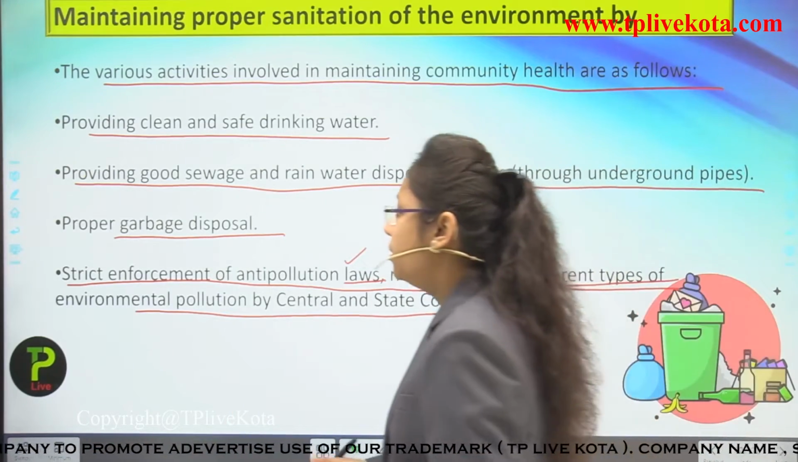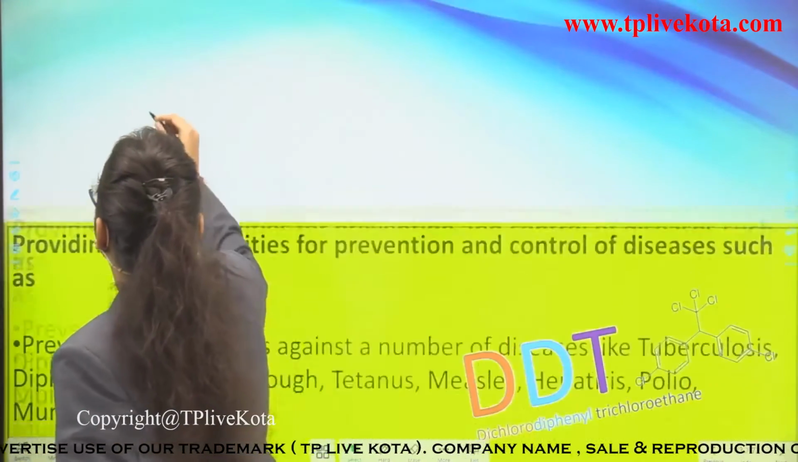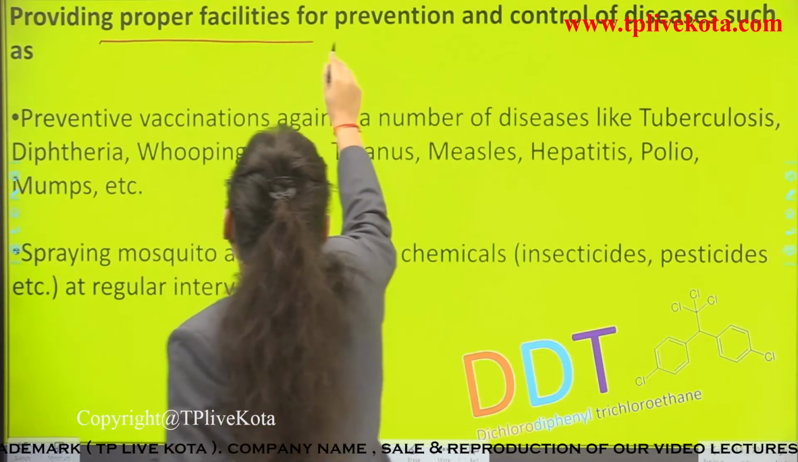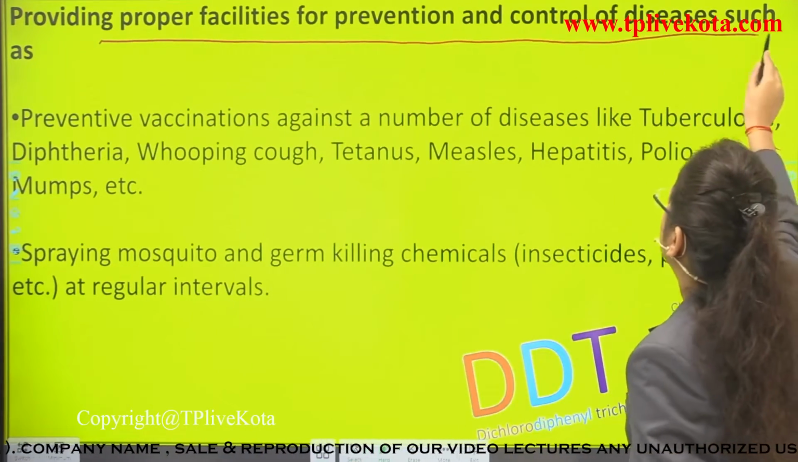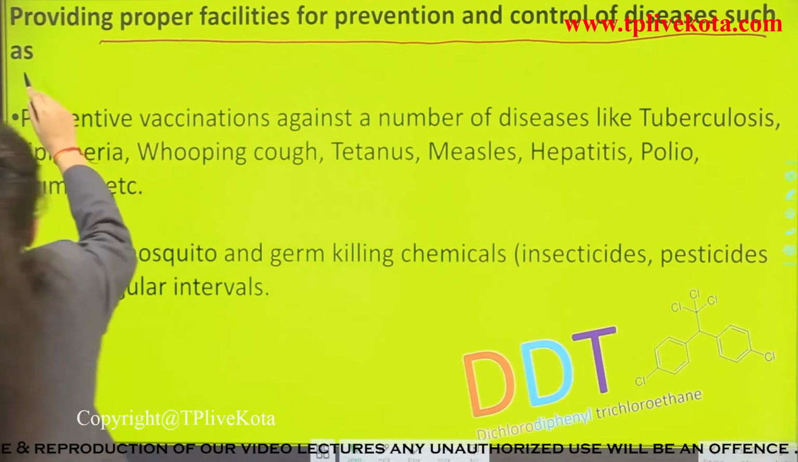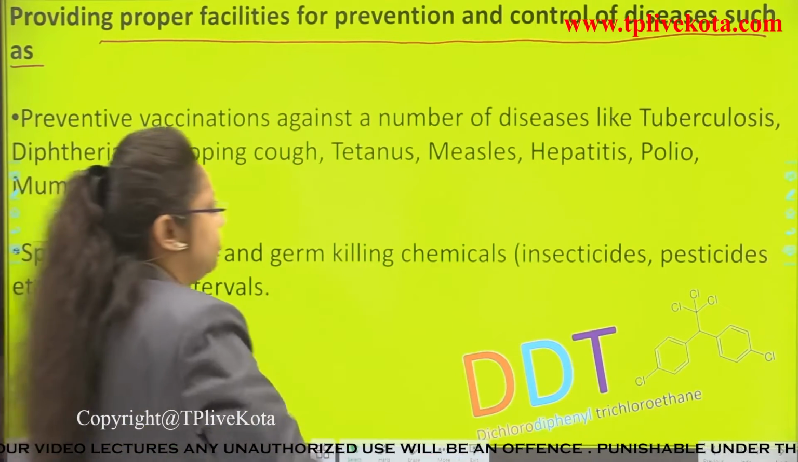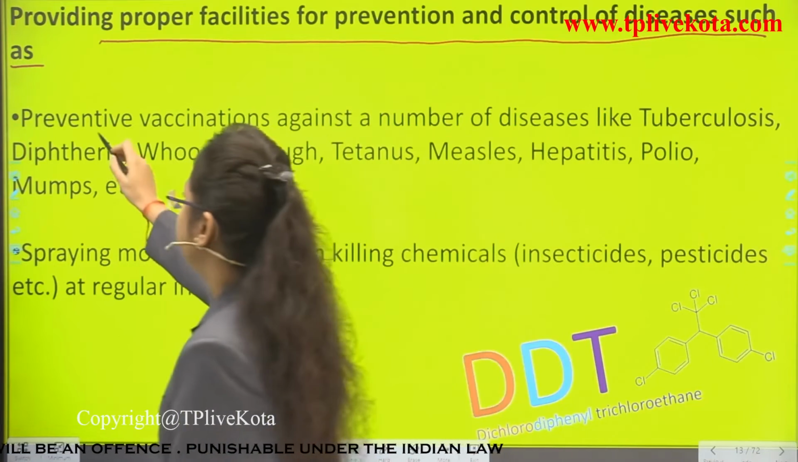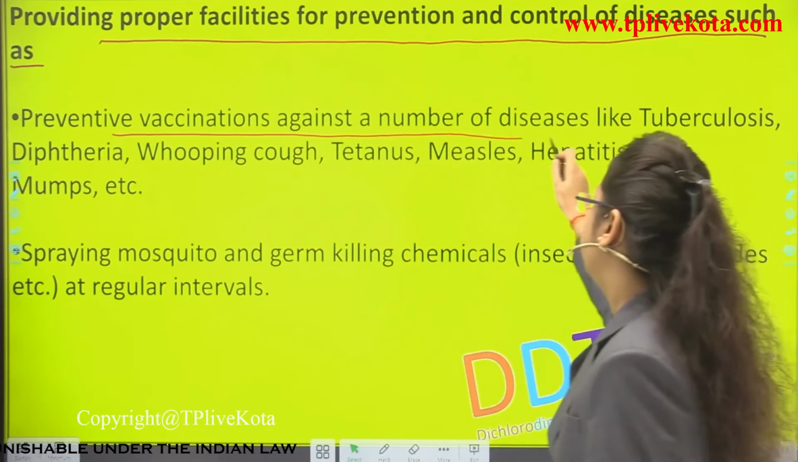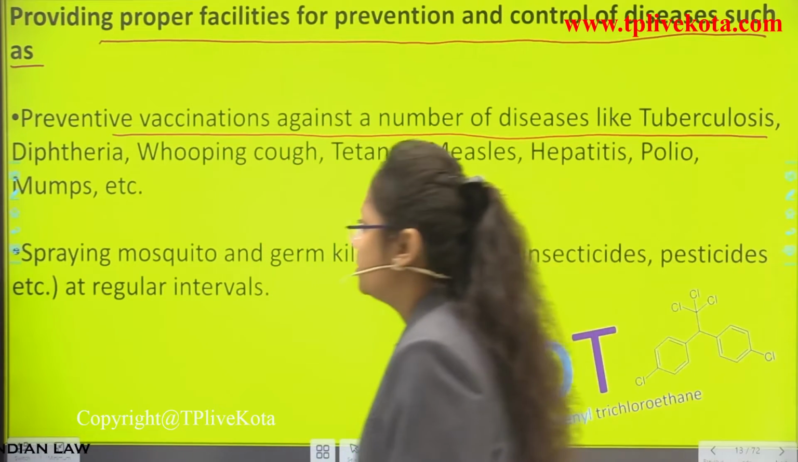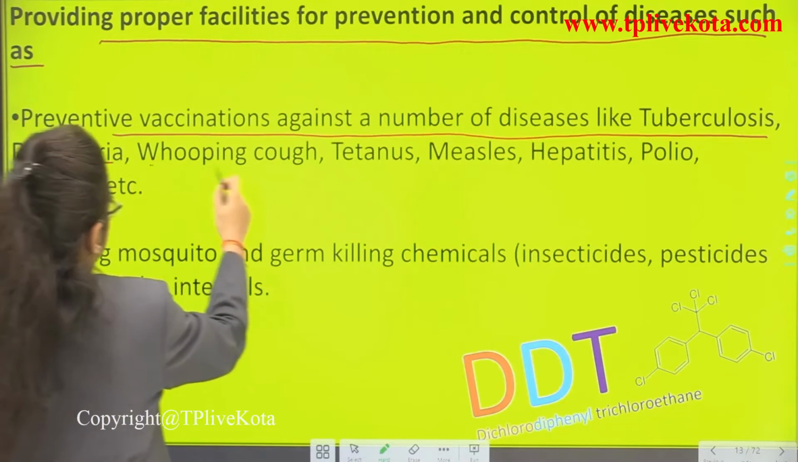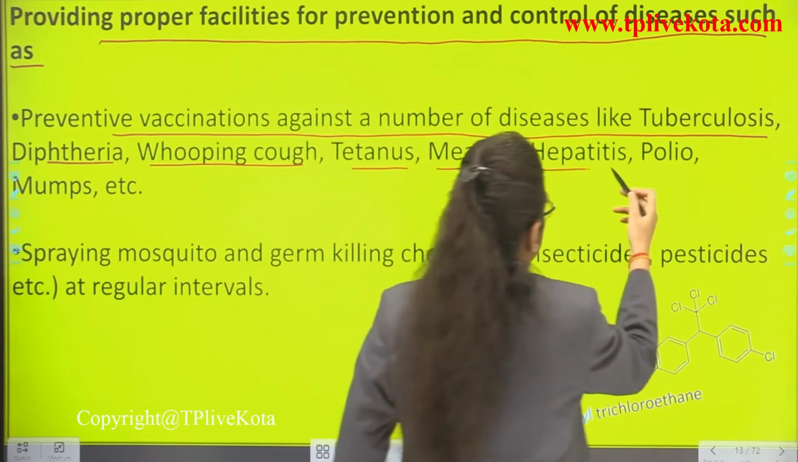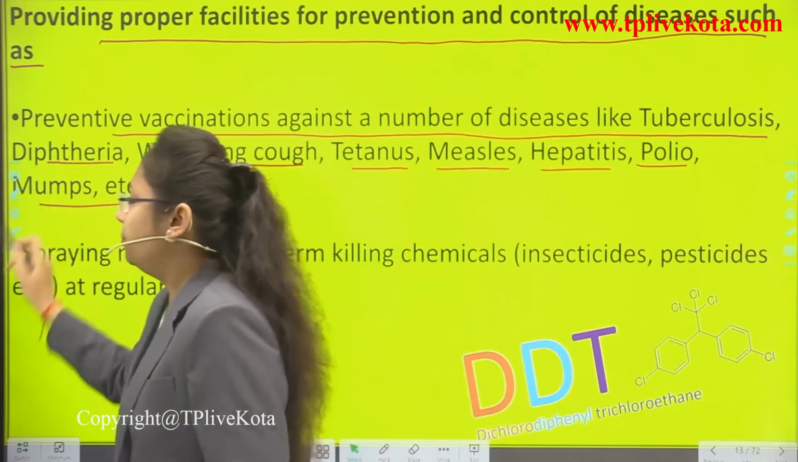Okay students, now providing proper facilities for the prevention and control of diseases. How can proper facilities be provided for prevention and control of diseases? The first point is preventive vaccination against a number of diseases like tuberculosis, diphtheria, whooping cough, tetanus, measles, hepatitis, polio and mumps should be given.